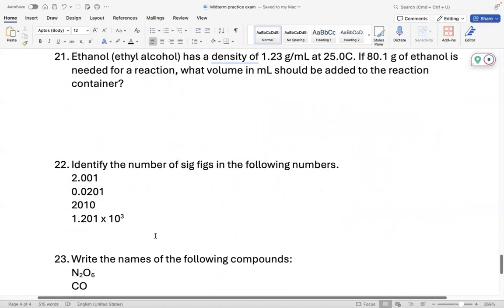Home stretch. All right, so number 21, ethanol, aka ethyl alcohol, has a density of 1.23 grams per mL at 25 degrees Celsius. If 80.1 grams of ethanol is needed for a reaction, what volume in mL should be added to the reaction container? All right, so this is how your density problem is going to be worded. You're using density as a conversion factor in this problem.